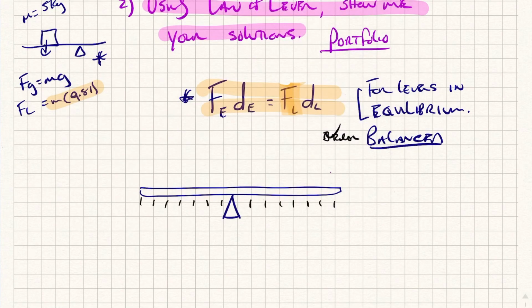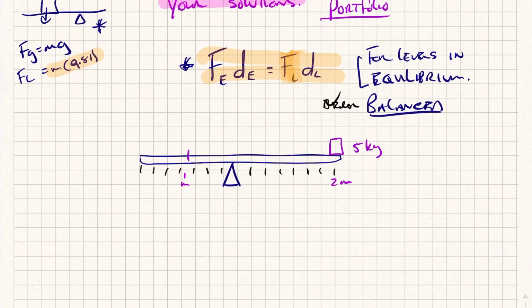Let's do this scenario. Let's say we have a situation where we have 5 kilograms located 2 meters away from the fulcrum. And in this particular challenge, you have to put a mass at the 1 meter mark. What mass do you need to put at the 1 meter mark in order to achieve a balanced lever? Well, how do you do this?